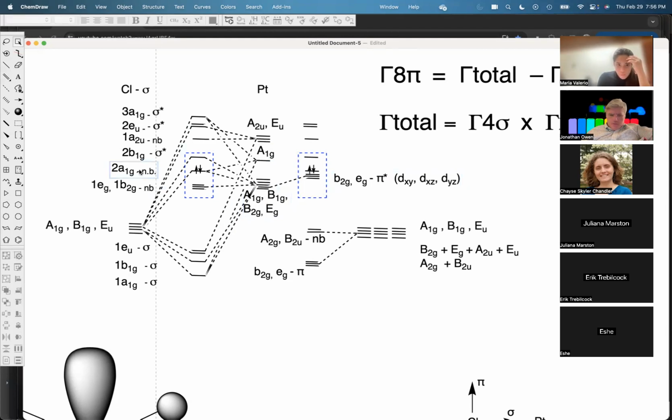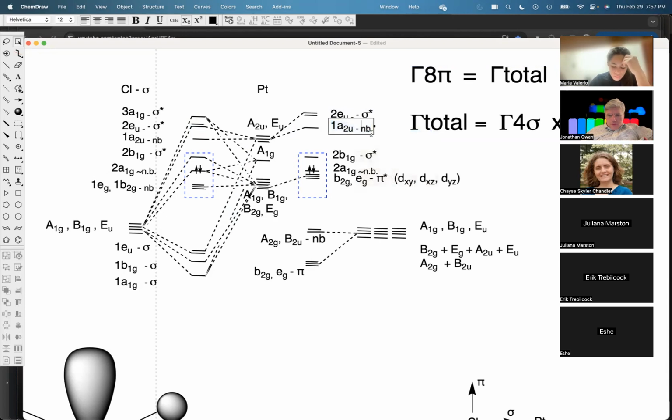And there some of them went up. These guys are still the same as before. And these ones are going to go up compared to where they were before. So now these labels are going to get more complicated because they are now pi star. And this one is both sigma star and pi star. Of course, all of our A1Gs are in there.